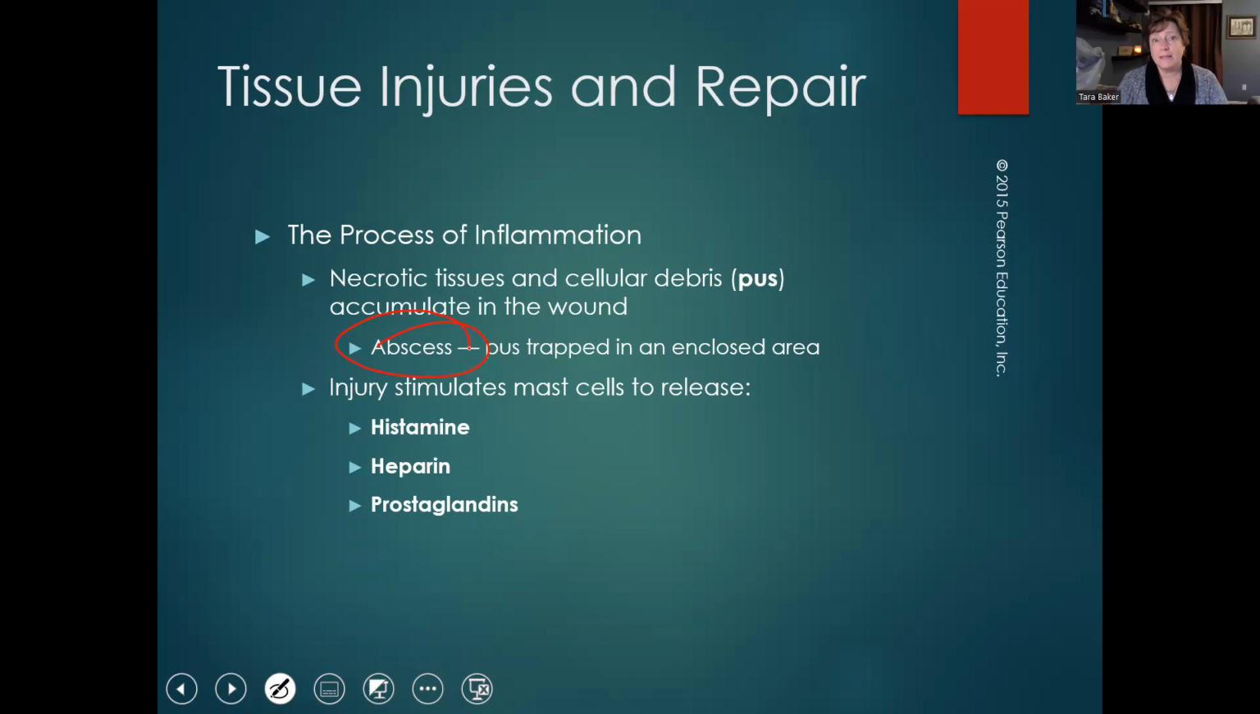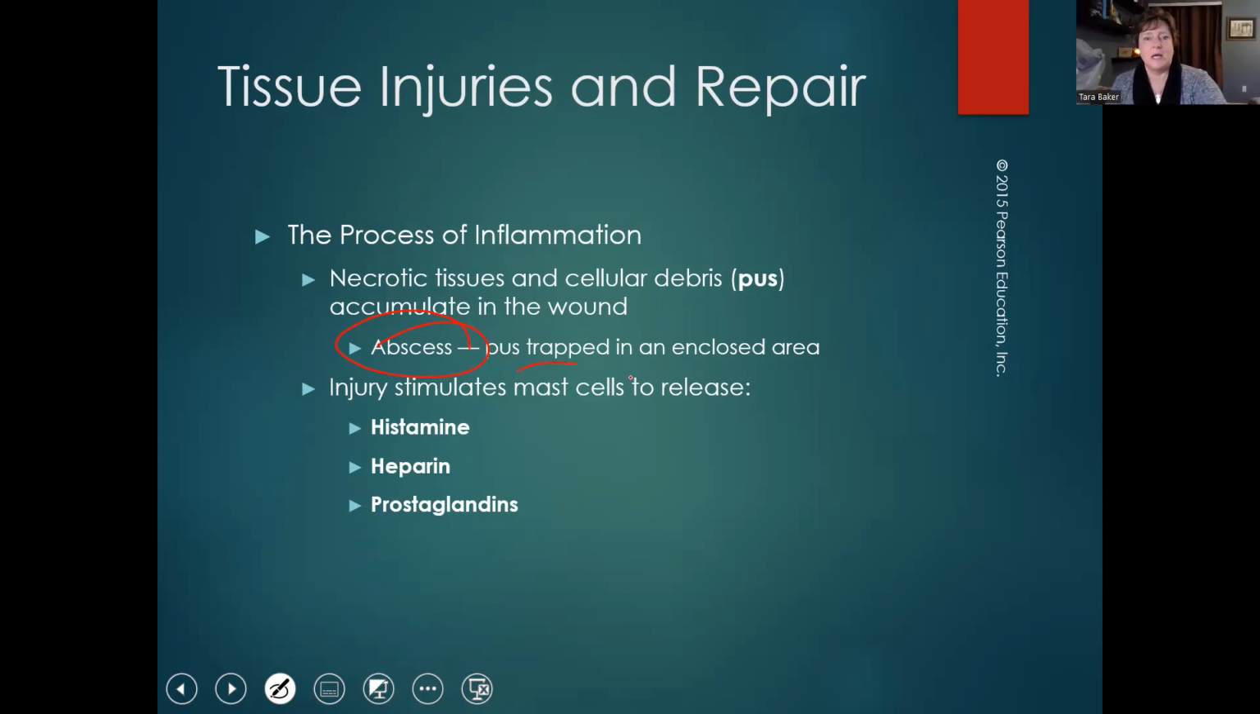Now, sometimes the pus or the abscess is actually going to be deep inside the body, and you're going to have some surgical help to remove that pus, so you decrease the pain, but it's not going to repair on its own.